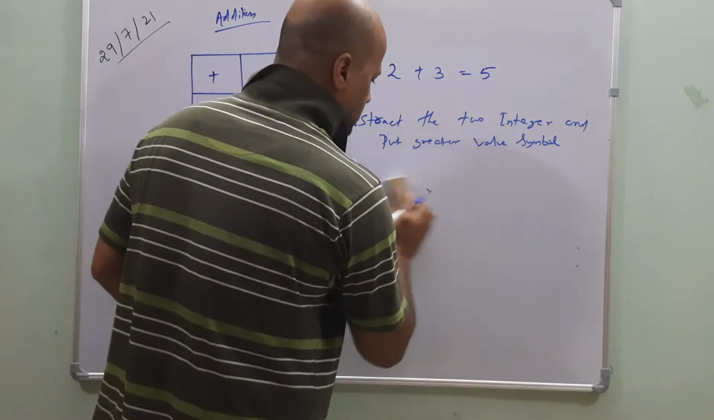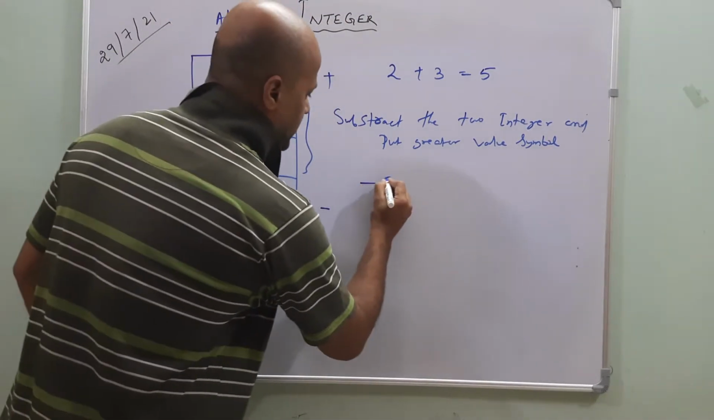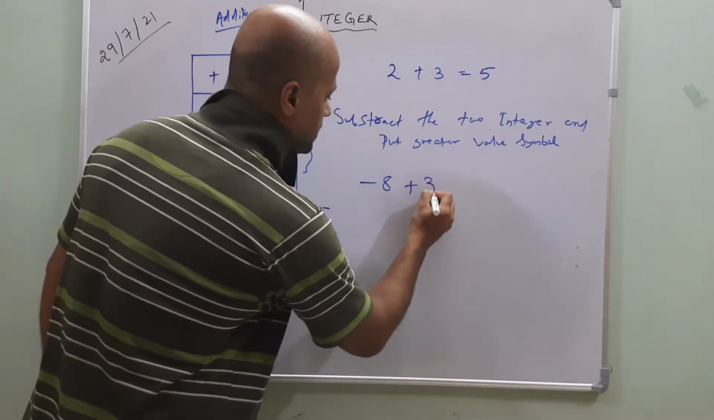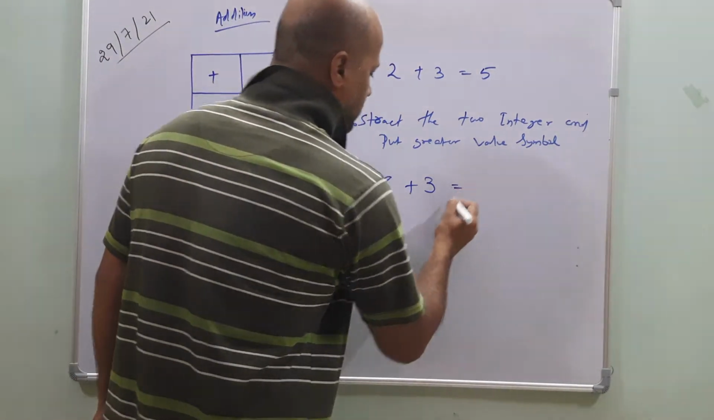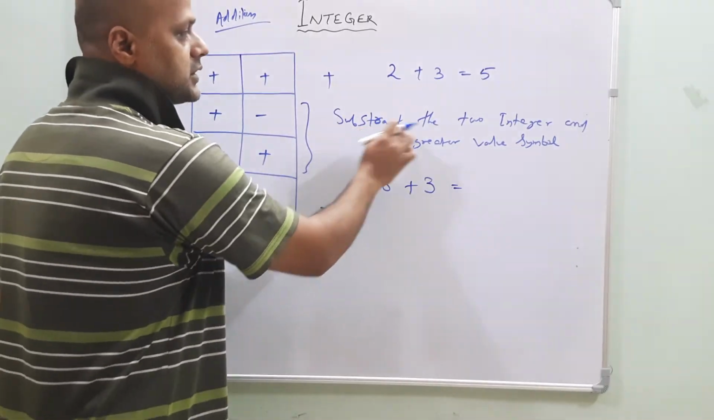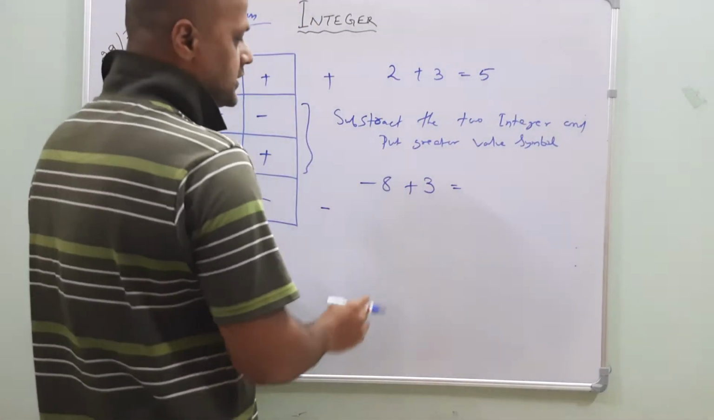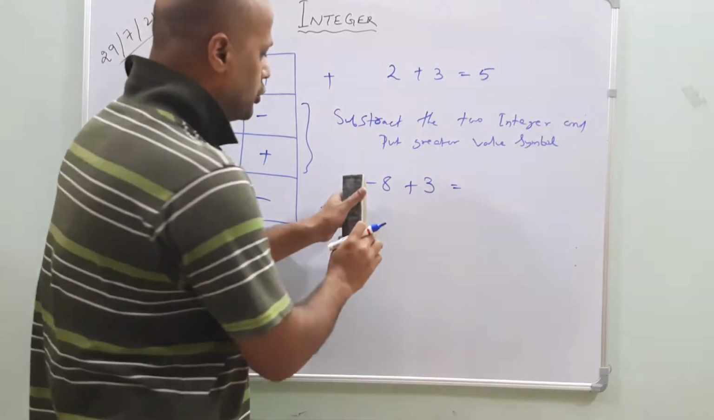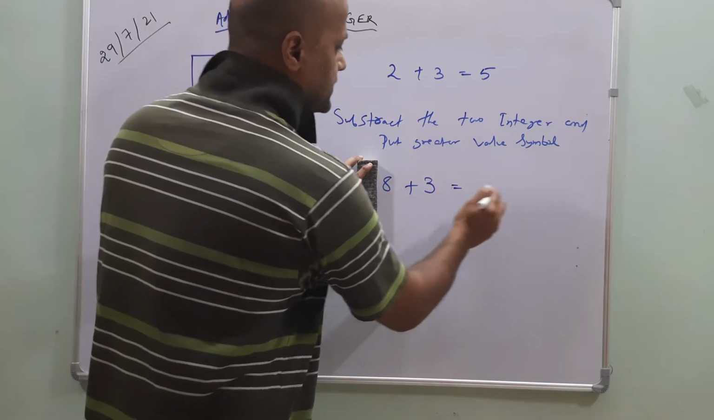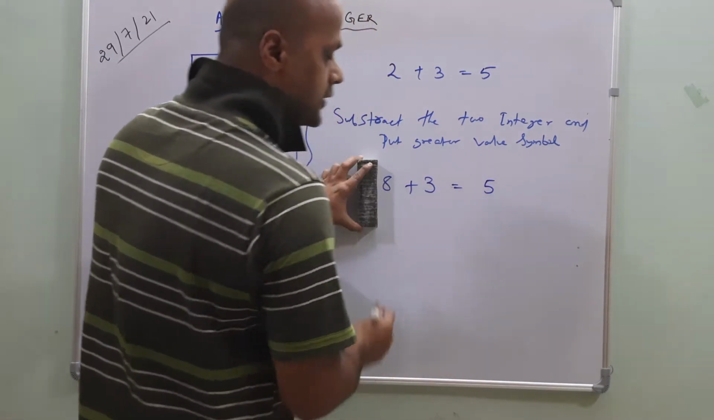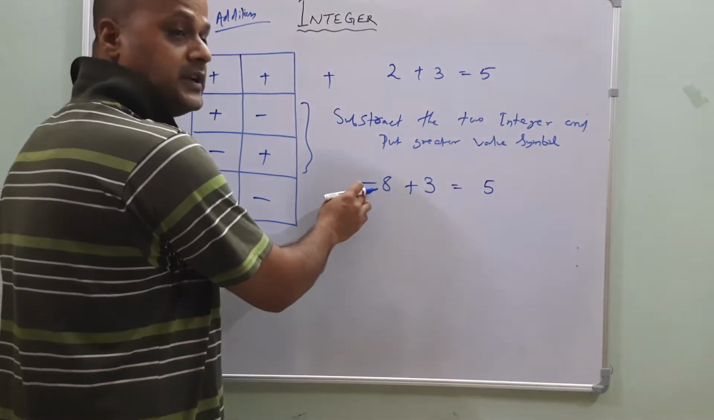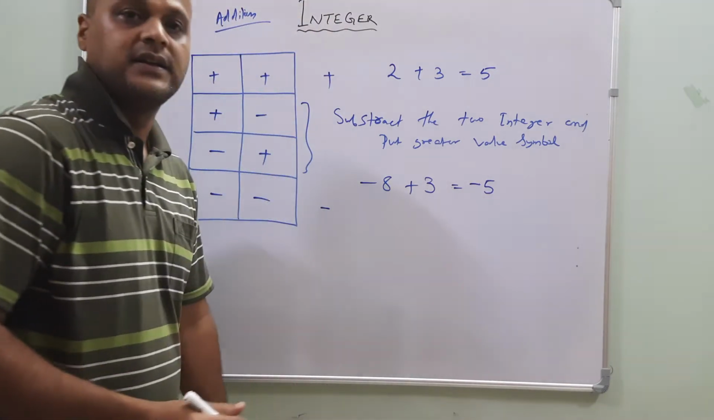Now what is the meaning of this? Let's take an example: minus 8 plus 3. One plus and one minus is there, so what is the rule? Subtract the two integers. First, don't forget about the sign for now. Subtract the two numbers: 8 minus 3, how much? 5 will come here. Between these two, which integer is larger? 8 is the larger one. What is the sign of that integer? Minus. Then put the minus sign here.